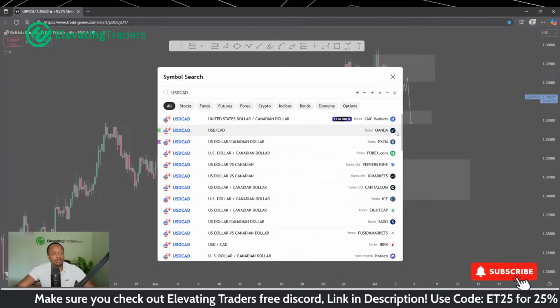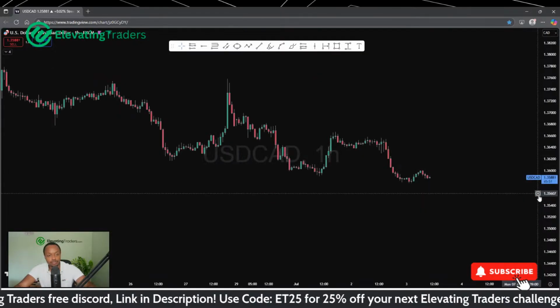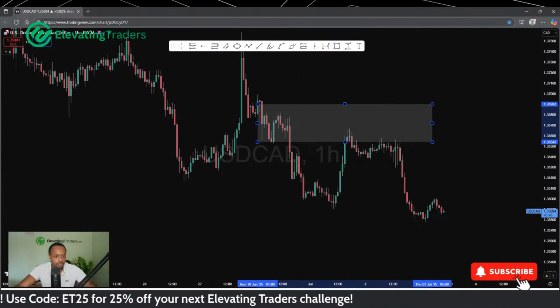Dollar CAD, we did see some more downside. We did see some more lower highs. We talked about this yesterday. I said watch out for this area here. Nice range in the market.